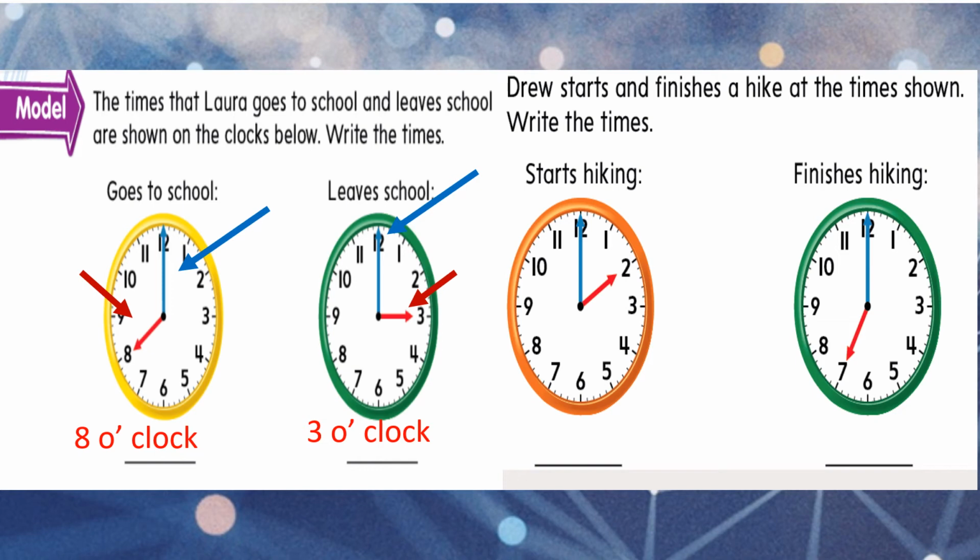How about the next example? Drew starts and finishes a hike at the time shown. Write the times. Okay, so what is your answer? What time does Drew start hiking? Very good, it's 2 o'clock. And he finishes hiking at what time? That's correct, it's 7 o'clock.